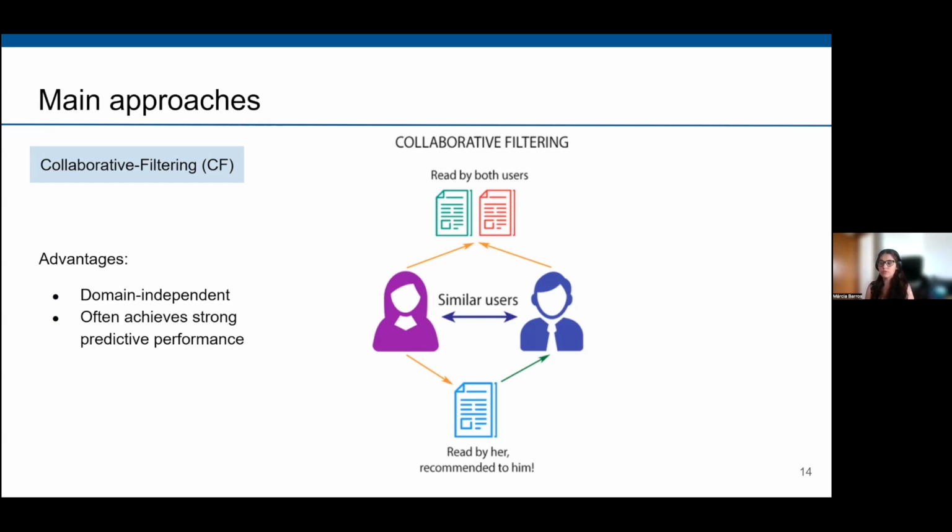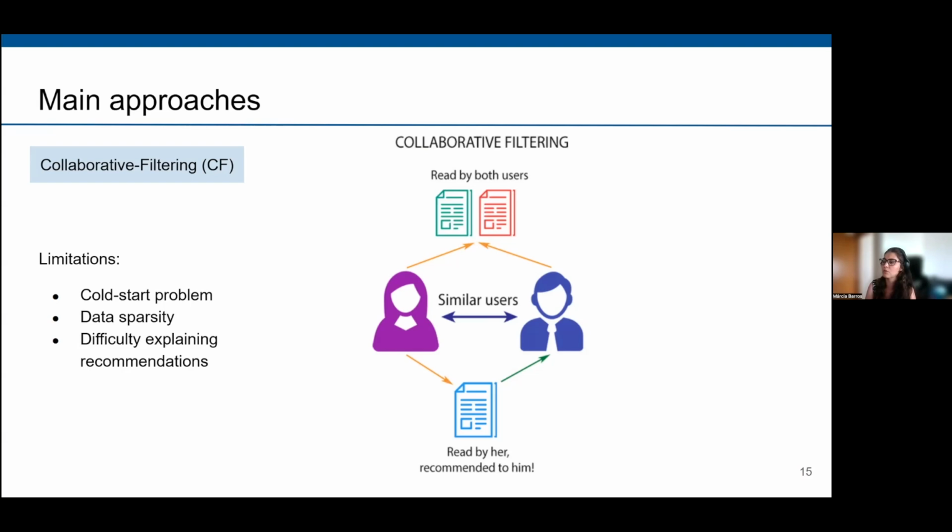Advantages of collaborative filtering: they are domain independent. As long as you have a column with user, item, and rating, you can directly apply these collaborative filtering algorithms. And they often achieve strong predictive performance. So usually we get very good results with collaborative filtering approaches. Some limitations: we have a cold start problem for both users and items.